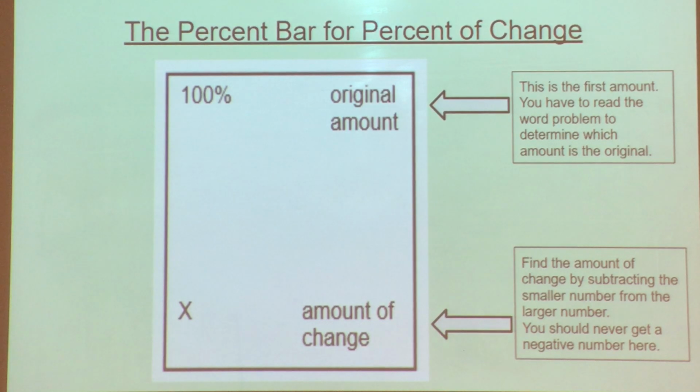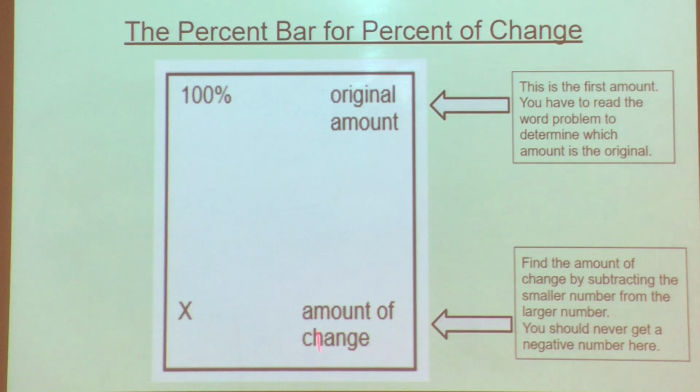So if you look at the original amount and the new amount, you need to find the difference between the two numbers, but you should never get a negative number. Again, you should never get a negative number here. That's a common mistake students make sometimes. They think that they always have to subtract the original from the new, or they always have to subtract the new from the original, and sometimes you may get a negative number. Just remember, you always subtract the smaller number from the larger number to get the amount of the change.